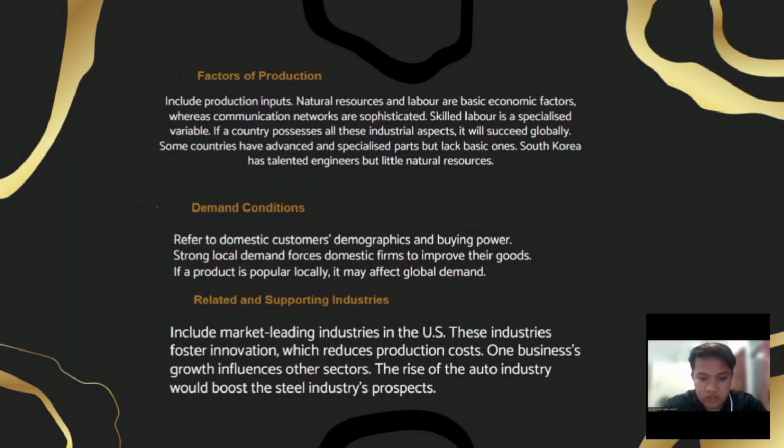After that, the advantage of the national competitive theory is the factors of production. These include production inputs. Natural resources and labor are basic economic factors, whereas communication networks are sophisticated. Skilled labor is specialized. If a country possesses all these industry aspects, it will succeed globally. Some countries have advanced and specialized parts but lack basic ones. South Korea has talented engineers but little natural resources.